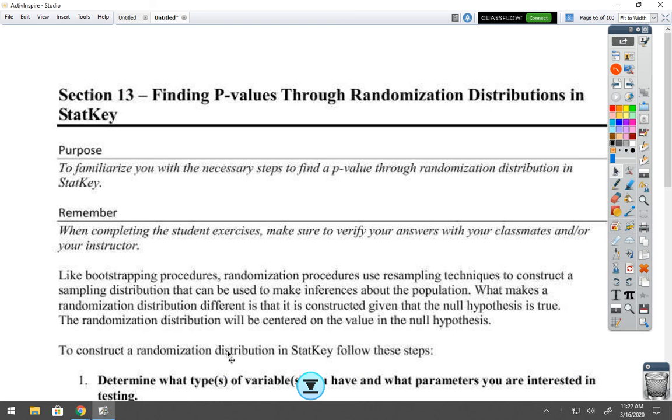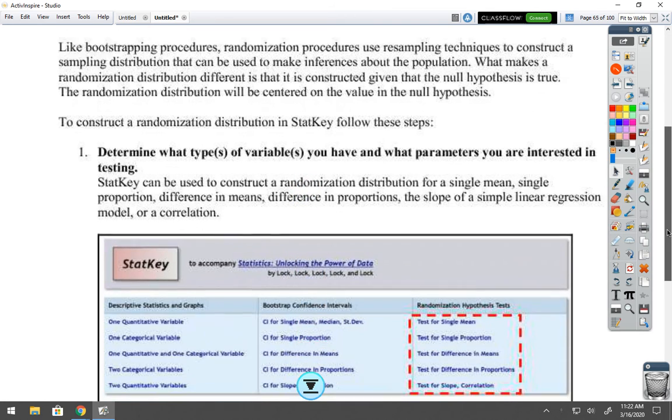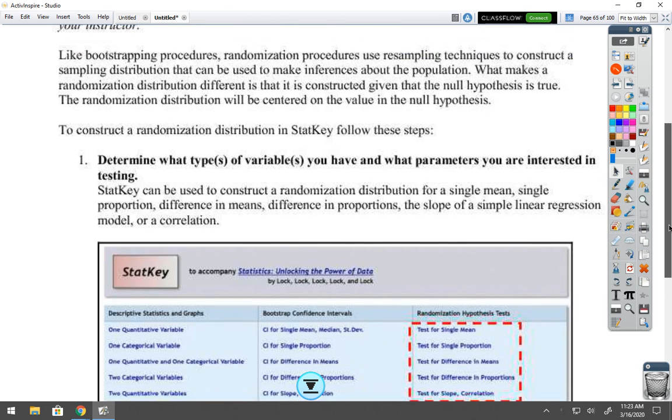So we're going to start with section 13, which is finding p-values through randomized distributions. And we're going to talk about what to do with the data that we have. Well, first of all, a couple of things that I like to talk about in this first paragraph that are important to us to understand what we're doing.